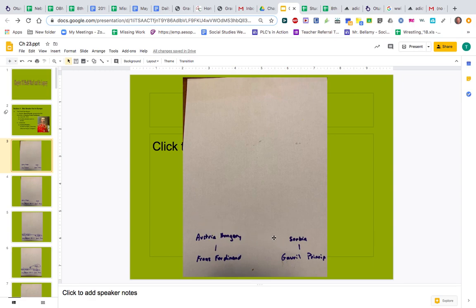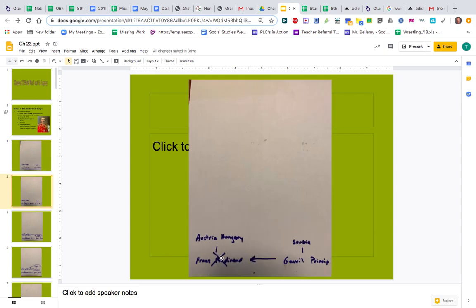So we got two different countries, little, big, powerful, not so powerful, bad guy, lovely prince that everyone seems to like, okay? This guy, Gavril Princip, murders this guy. He's dead. He's toast. So he starts it. So if I asked you, if we were in class and I said, raise your hand, who started World War I? We would all say it was Serbia, Mr. Bellamy, because Princip was from Serbia.